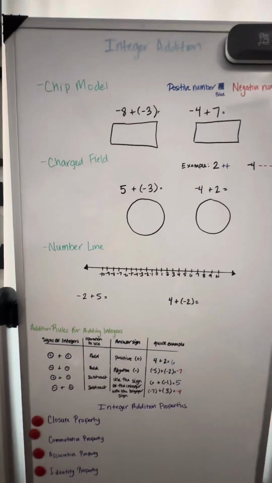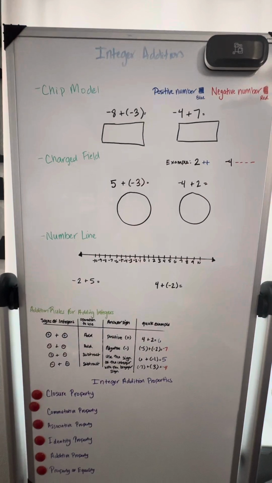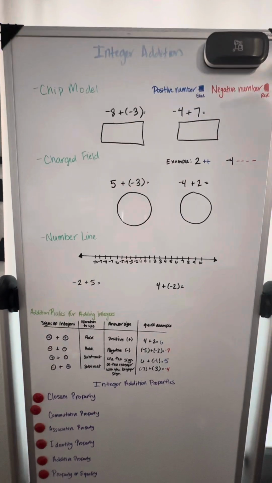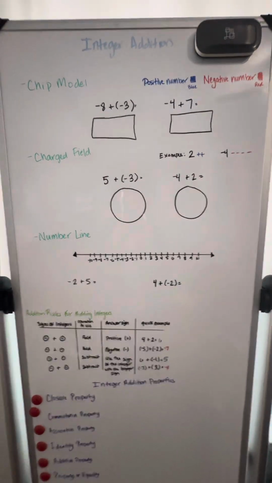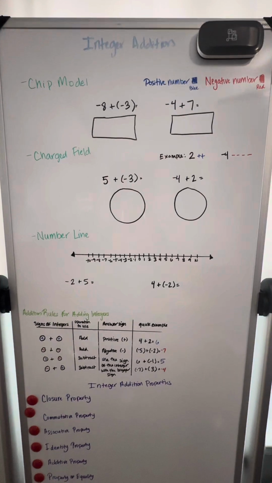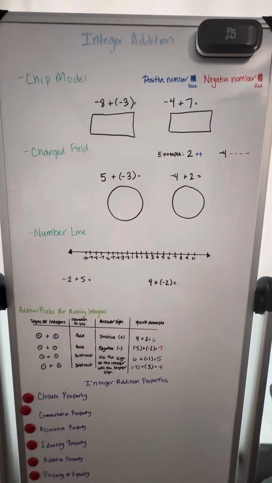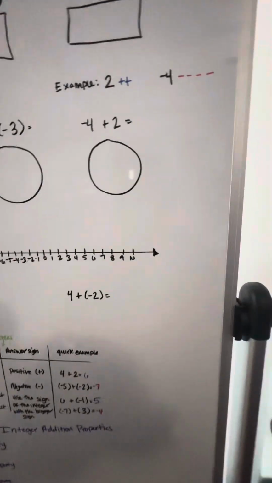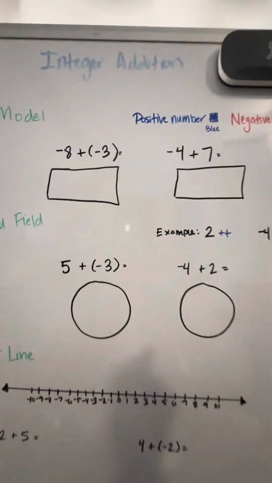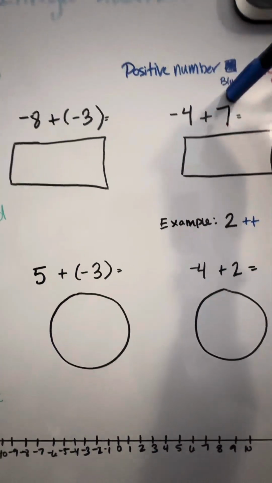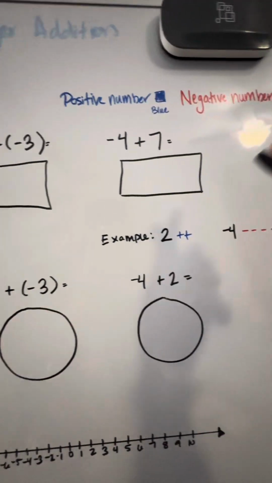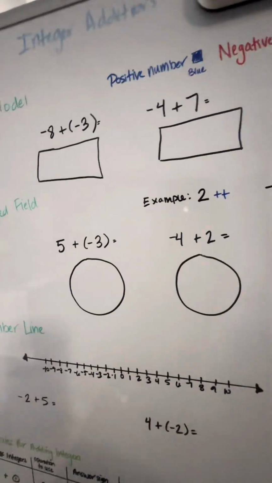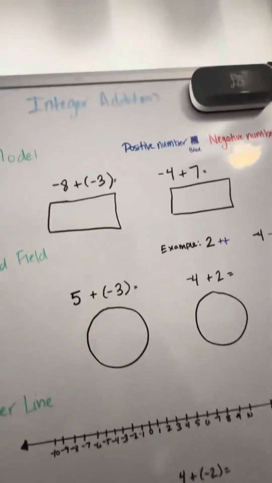Okay. Now, what we're going to do is go over integer addition. There are different models that they use to show integer addition, which are the chip model, the charge field, and number line. So if you look at the chip model, you're going to put blue circles for positive, and for the negative numbers, you're going to put a red circle. Okay? And let's go ahead and figure out what these solutions are.